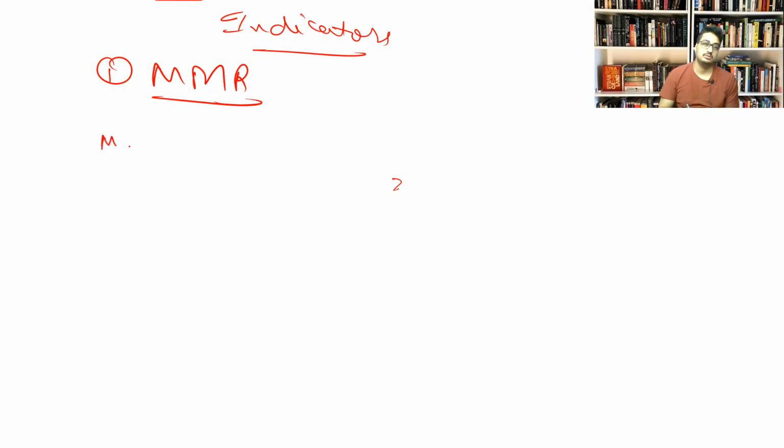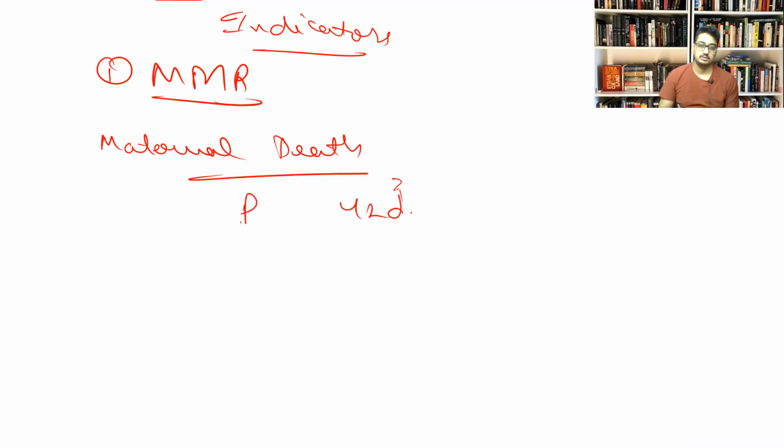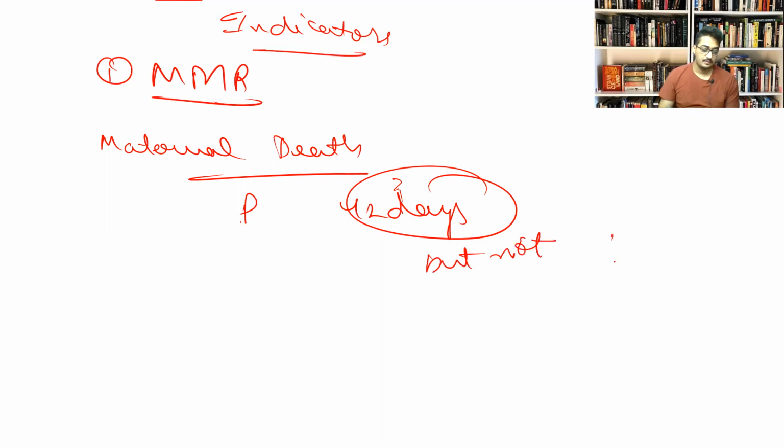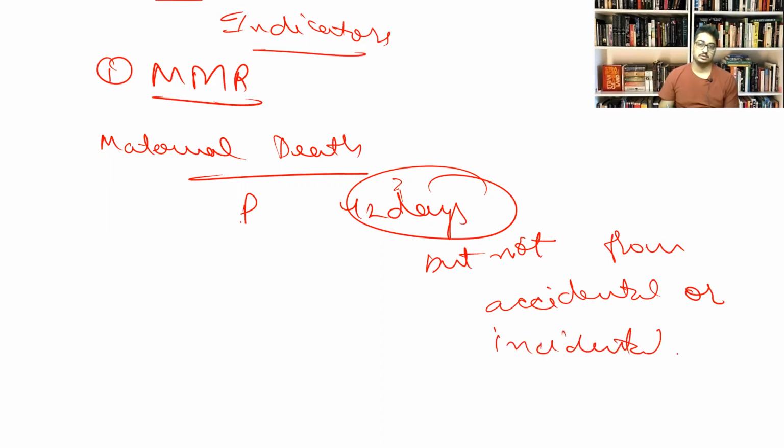Before that, we should know what is maternal death. Maternal death is defined as the death of a woman while pregnant, during the time of pregnancy or within 42 days of termination of pregnancy, irrespective of the duration and site of pregnancy, but not from accidental or incidental causes. So that is the definition of maternal death.